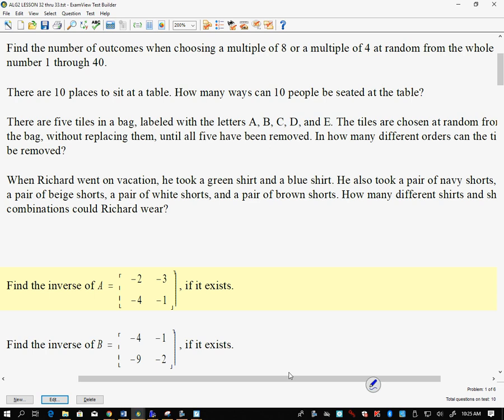All right, let's look at the number 3. There are 5 tiles in a bag labeled with the letters A, B, C, D, and E. The tiles are chosen at random from the bag without replacing them. Okay, that means what we're working with is dependent probability, right? Because we're not putting them back in the bag until all 5 have been removed. In how many different orders can the tiles be removed?